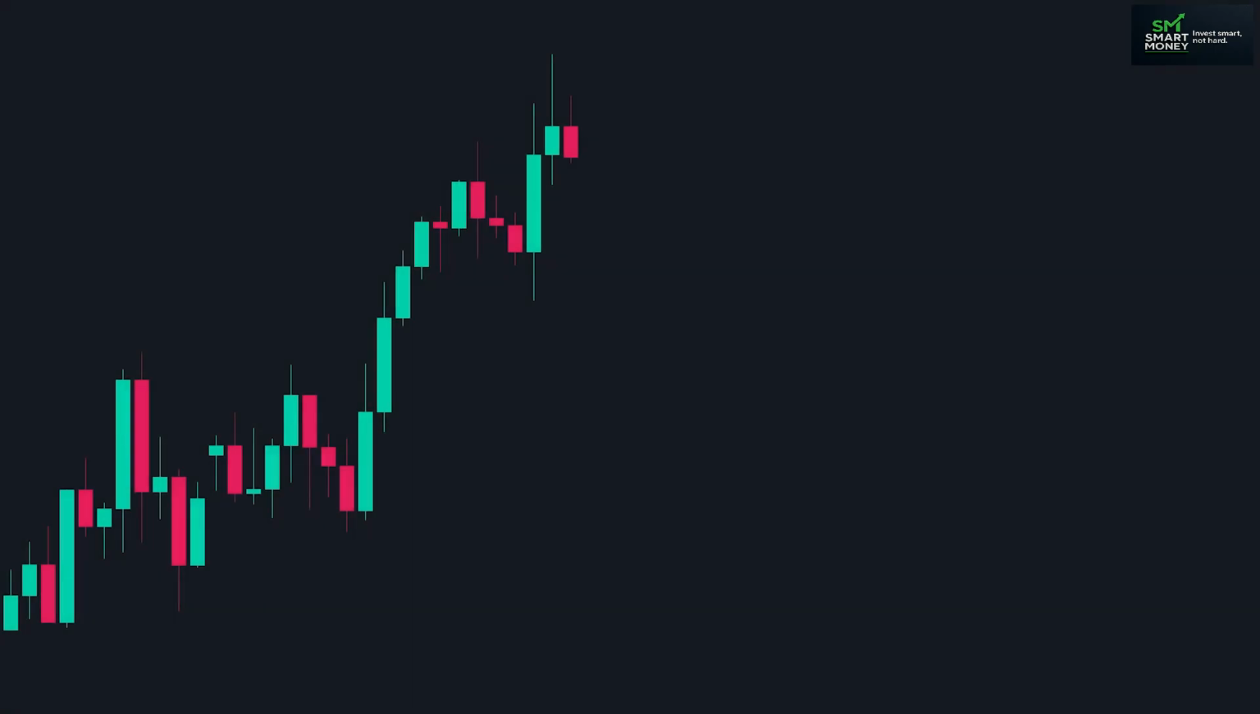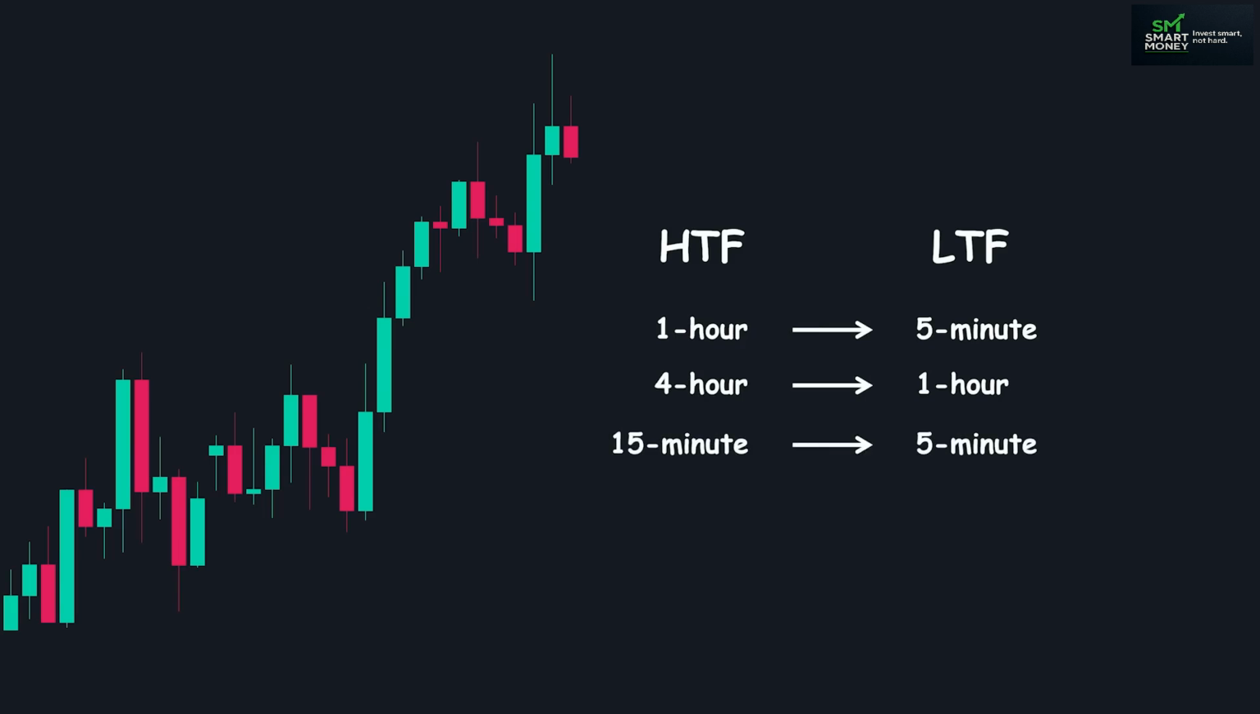This trading strategy uses 2 time frames. Our suggested combination is the 1 hour and 5-minute time frames, but you can use other time frames as well. Just remember, your entry time frame should be at least 2 times lower than your analysis time frame.